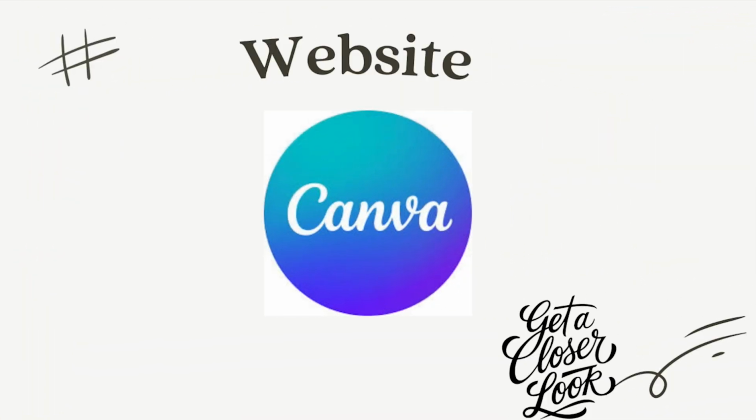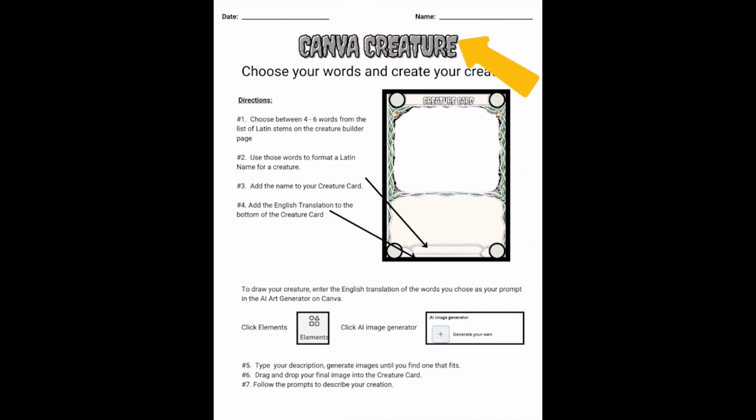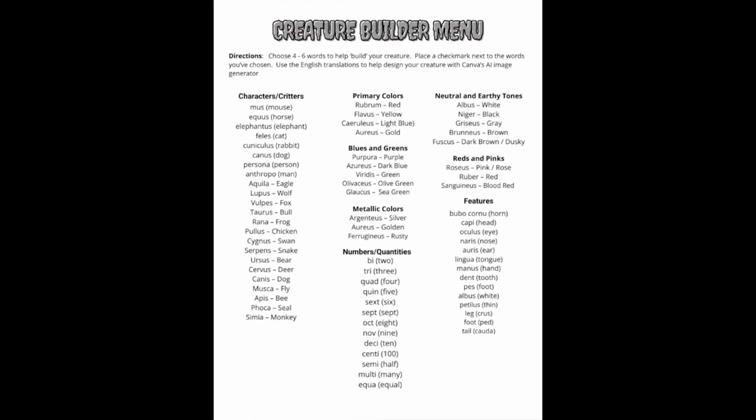To do this project, we're going to go to a website called Canva, and we're going to use an AI art generator built in to the Canva website. I like to call this project the Canva creature, because students are literally designing a creature using AI. So step 1 of this project is students need to choose 4 to 6 words from a list of Latin stems. Here's a list of some choices that I've given to the students, and this list is available to the link that I'm going to share at the end of the slide deck.